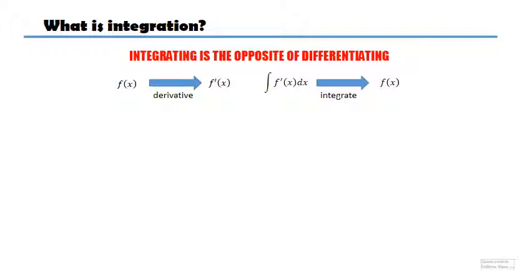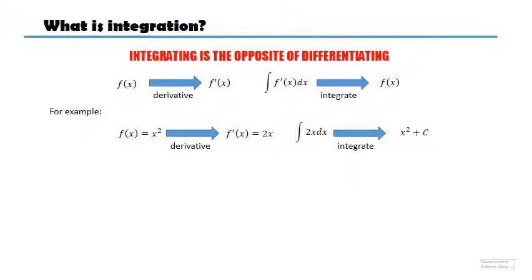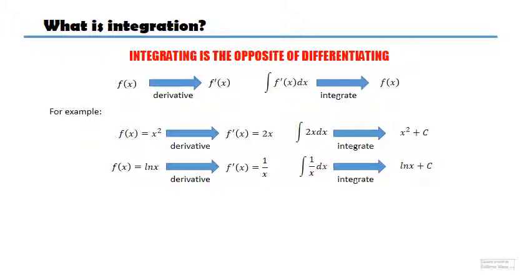For example, if I have x squared and I make its derivative, what do I get? 2x. So if I integrate 2x, and don't worry about the notation right now, what am I going to get? x squared. Similarly, if I have the natural logarithm and make a derivative, I get 1 over x. If I do the integration of 1 over x, I get the natural logarithm. That's it. Now, all this funky notation, we're about to explain it.